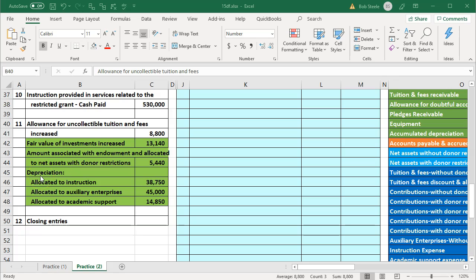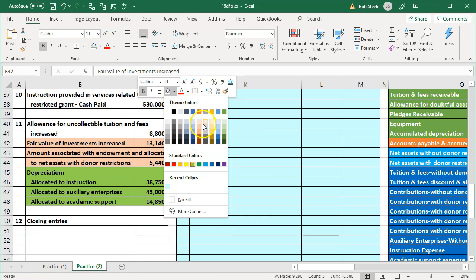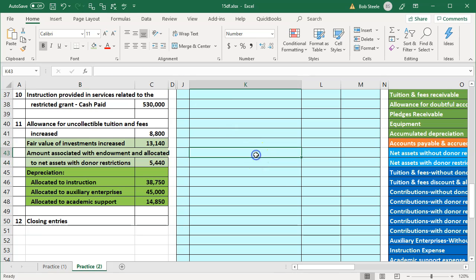Next, number 11 says the fair value of investments increased by the 13,140. Of that 13,140, the amount associated with the endowment and allocated to net assets with restrictions, therefore, is going to be that 5,440. So we're looking at these two. I'm going to make that a lighter green. So we'll say that's the one we're on, the lighter green one. So that is where we are at.